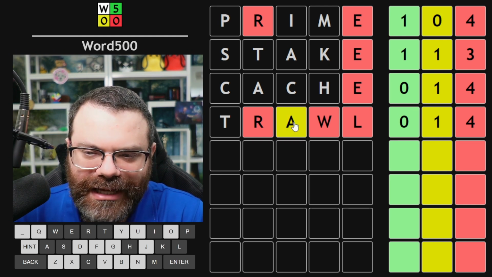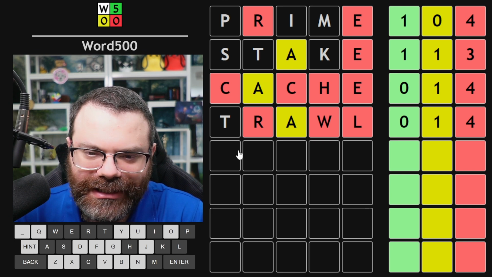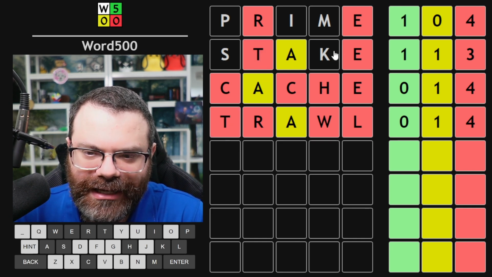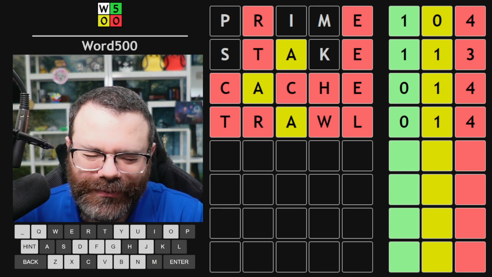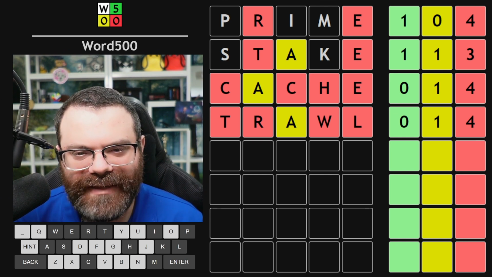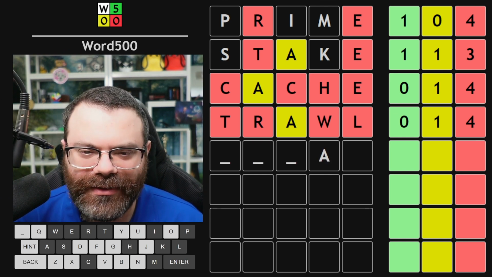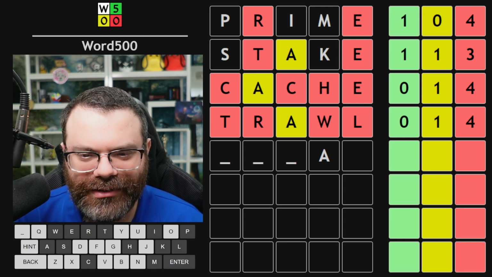So a yellow A here, yellow A here, and then yellow A here. And then we don't have to bring in a C or H, which is kind of nice. That means there's no T in the word, right? So we get an S or a K that's green. Then we get a P, I, or M that's green. And I would like the A to be fourth if possible. So I don't have to start or end with an A, although it definitely could.